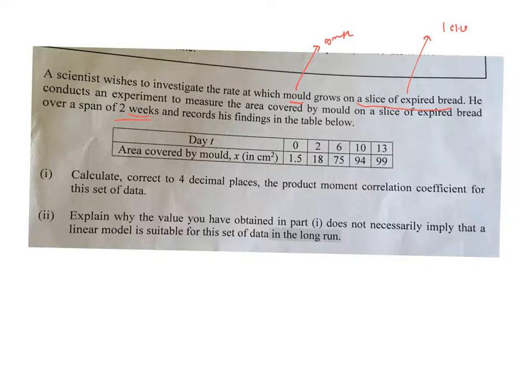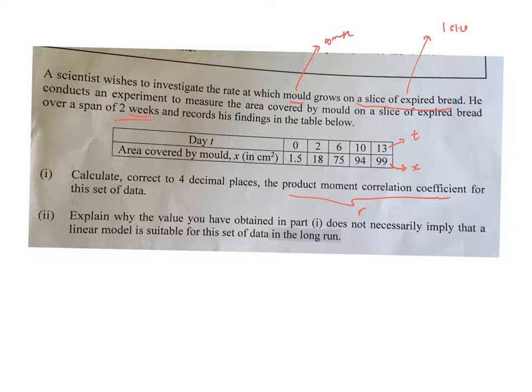So we have two variables. Number one will be t, the number of days, and number two will be x, which is the area covered by the mold. We have to calculate, correct to 4 decimal places, the product moment correlation coefficient, otherwise known as r, for this set of data. Then explain why the value obtained in part 1 does not necessarily imply that a linear model is suitable for this set of data in the long run.